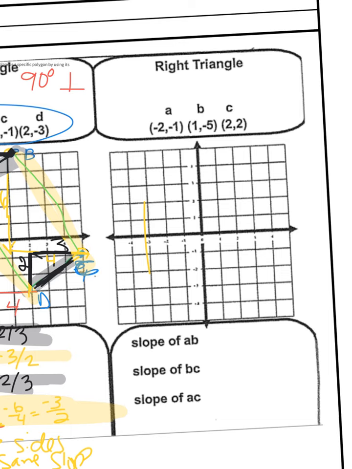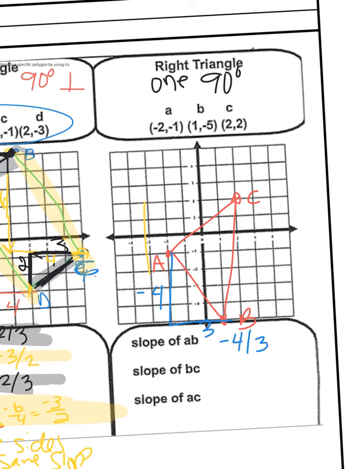So a right triangle must have one 90-degree angle. So we're going to plot our ordered pairs: (-2, -1), that's A; (1, -5), that's B; C is (2, 2). So I'm going to draw my lines, and now I'm going to start finding the slopes of these lines. For AB, I'm going down 1, 2, 3, 4, and over 3. For BC, I'm going up 1, 2, 3, 4, 5, 6, 7, and over 1. And for AC, I'm going up 1, 2, 3, and over 1, 2, 3, 4. So up 3, over 4.